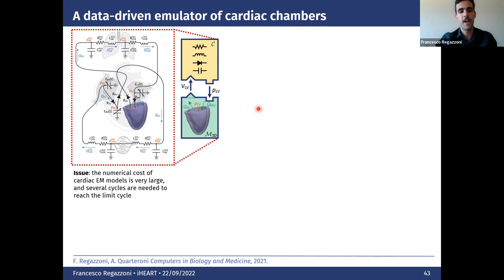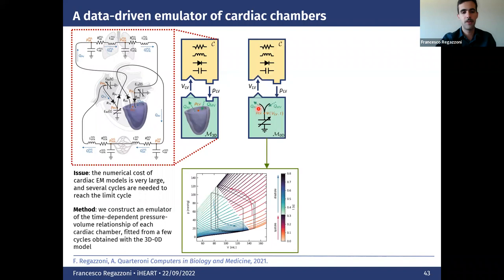So we came up with the idea of surrogating the computationally expensive part, that is the three-dimensional model, with what we call an emulator. So a very simplified model that basically accounts for the time-dependent pressure-volume relationship defined by the three-dimensional model, but can still be used to predict the result of the three-dimensional model, and is still coupled with the circulation model.